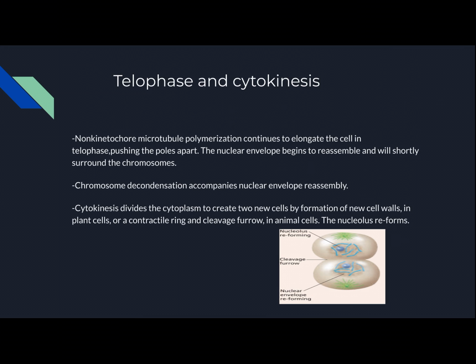And then cytokinesis is actually the division of the cytoplasm, and so this helps create two new cells with separate nuclei, or the formation of new cell walls in plant cells. And then, yeah, that's all you need to know. And then you also need to know that the nucleolus reforms. So remember, telophase and cytokinesis are kind of the reverse of prophase, because in prophase, the nuclear membrane dissolves, but in telophase and cytokinesis, it appears again, and then the nucleolus dissolves in prophase, and then it reappears in telophase.